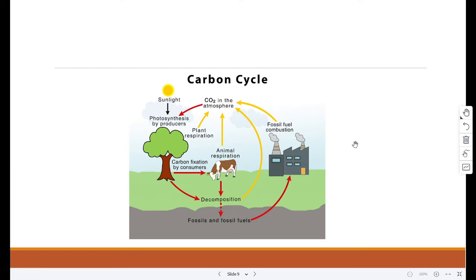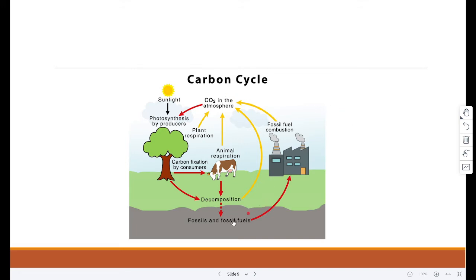So, the carbon cycle. Now, the carbon cycle describes the movement of carbon between the seas, lands, and atmosphere. In the atmosphere, the main source of carbon is carbon dioxide. So, sources of carbon dioxide are combustion of fossil fuels, respiration, decomposition of limestones, reactions of acid with carbonates. So, this is a carbon cycle.